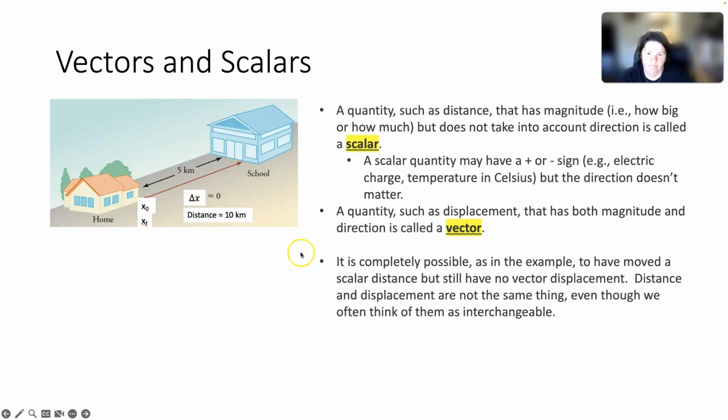So you have two more terms, which are scalar and vector. A quantity such as distance that has a magnitude but does not take into account direction is called a scalar. A quantity such as displacement that has both a magnitude and a direction is called a vector quantity. So it's completely possible, as in this example that I gave you, to have moved a scalar distance but still have no vector displacement. Distance and displacement are not the same thing.